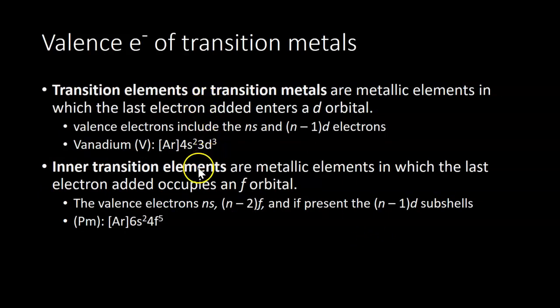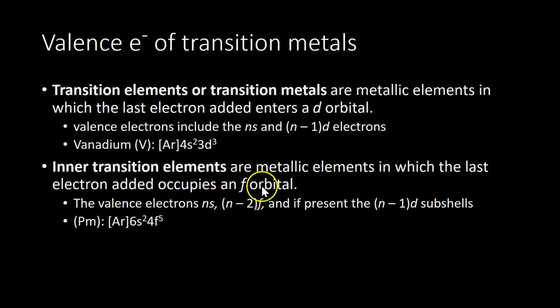Now, transition elements and intertransition elements are a little bit different in terms of their valence electrons. Transition elements are metallic elements in which the last electron added enters into a d orbital. So when we're adding electrons, we are moving along the periodic table and we stop at a d. Their valence electrons are going to include ns, so the highest n value in the s, but n minus 1 in the d. So for example, vanadium is 4s2 3d3, and we count it as having 5 valence electrons.